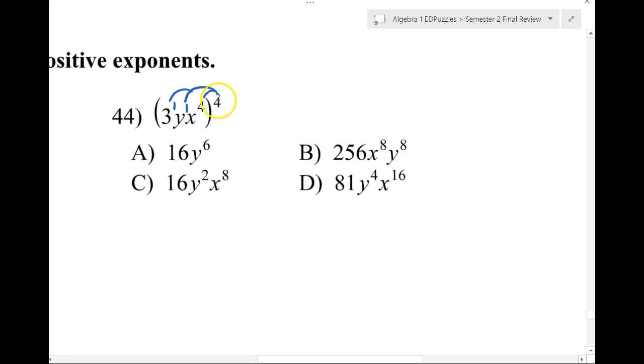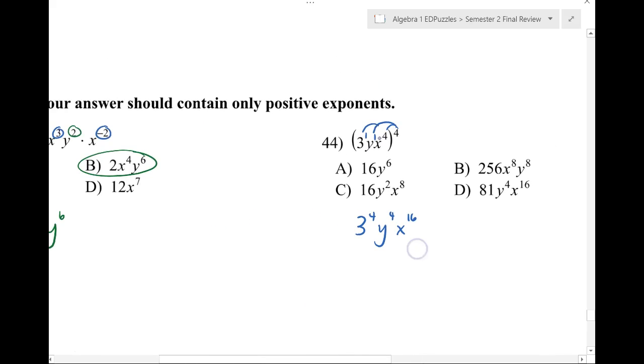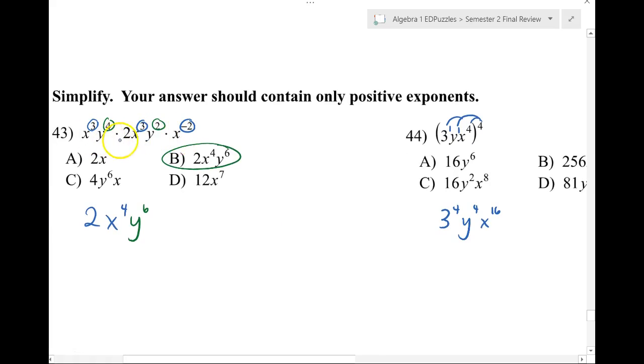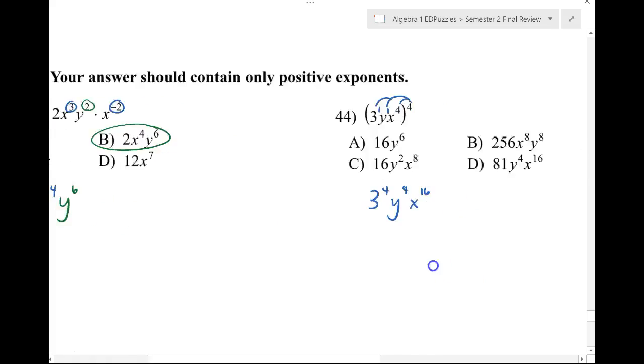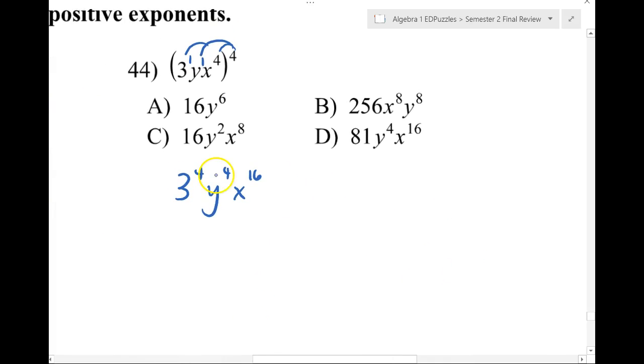So now I'm going to distribute this 4 to that 3, so now it's 3 to the 4th, and 4 to this one, so now y to the 4th, and 4 to this 4, you multiply them, remember, so now it's x to the 16th. And again, if you see parentheses with an exponent on the outside, you're going to multiply. If you just see exponents and variables being multiplied, you know you're going to add. So which one is it matched up to? Well, the only one that has y to the 4th and x to the 16th is D. And 3 to the 4th is 81, so that's confirmed. Yes, it's D.